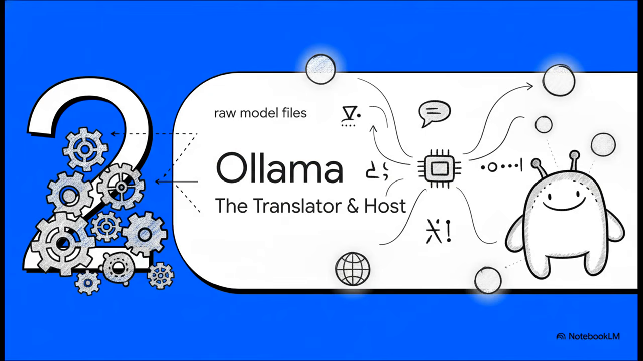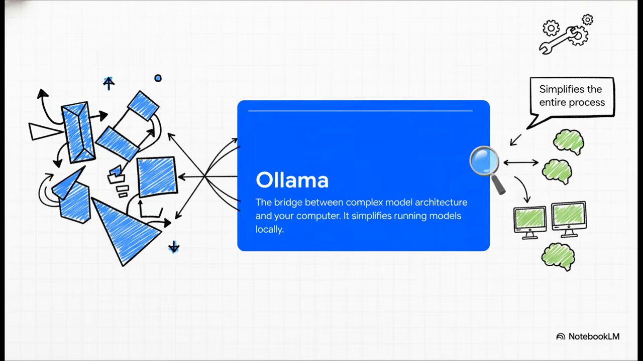Okay, so you found your raw model files from the library. Now what? I mean, these things can be a real beast to get up and running on your own. And that's where the second member of our trinity comes in, Ollama. I like to think of it as the universal translator and host. And this is where Ollama just shines. It acts as the perfect bridge.